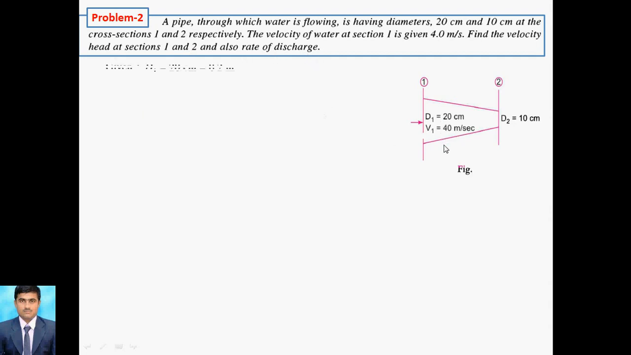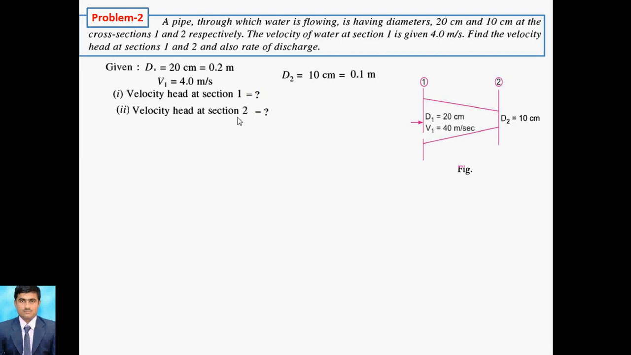First of all we look at the given data. D1 is 20 centimeter, that is 0.2 meter. Velocity v1 is given as 4 meter per second. Diameter D2 is 10 centimeter, so convert this to 0.1 meter. Next is the velocity head at section 1, that is v square by 2g. Then velocity at section 2 is also a question mark, and the rate of discharge is also a question mark.